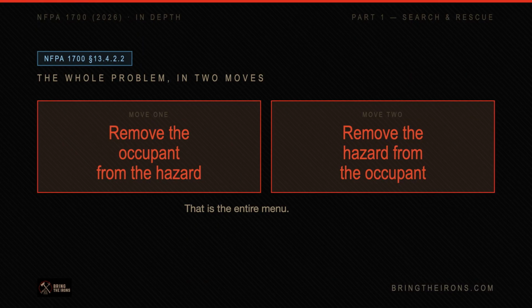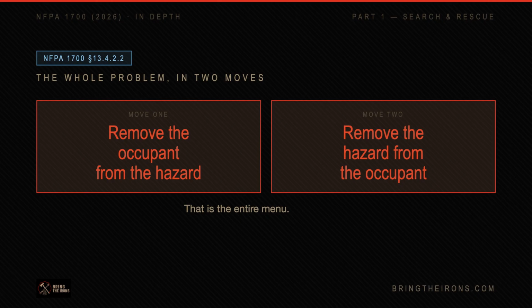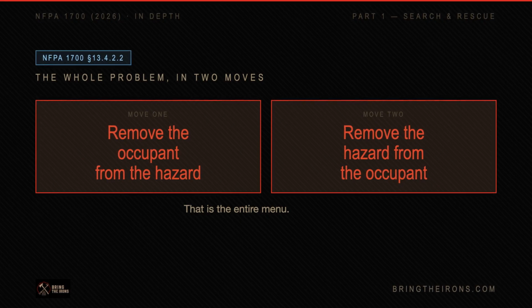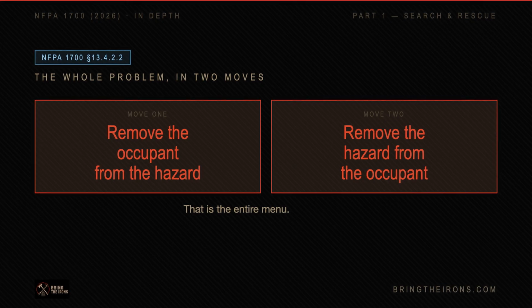Before the search methods, Chapter 13 frames the whole problem in a way worth stealing. There are exactly two ways the fire department changes whether a trapped occupant lives. You remove the occupant from the hazard, or you remove the hazard from the occupant. That is the entire menu.